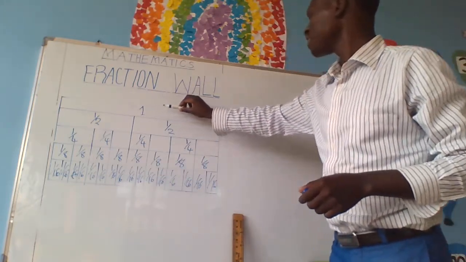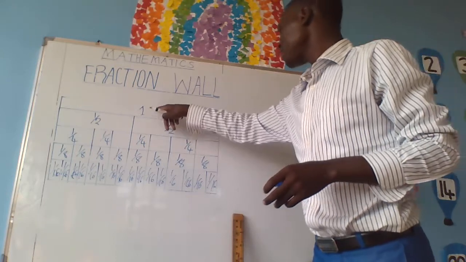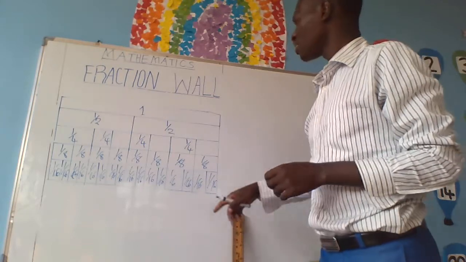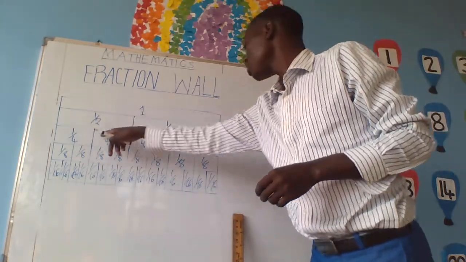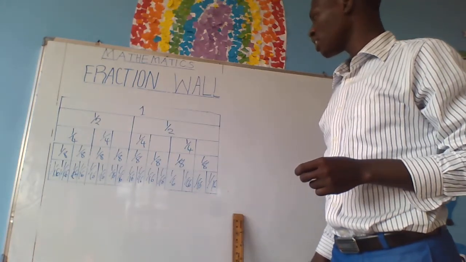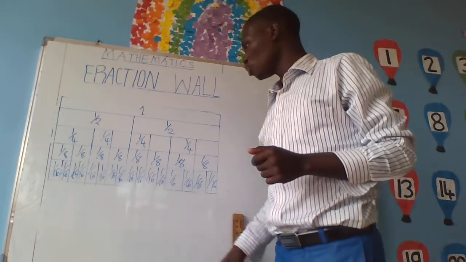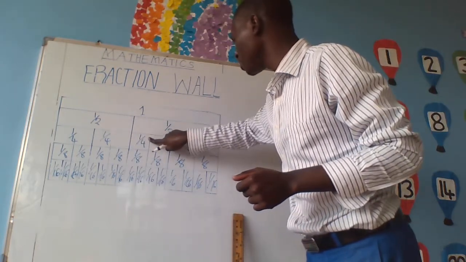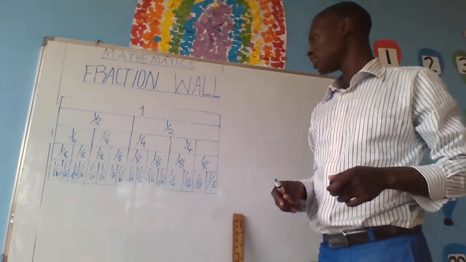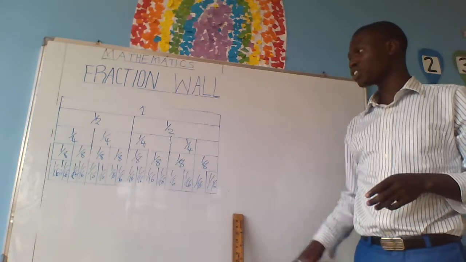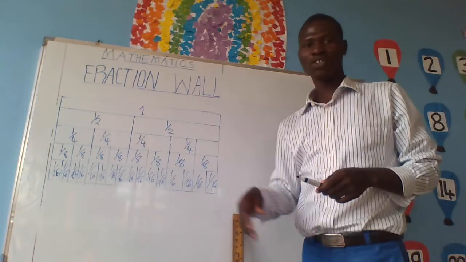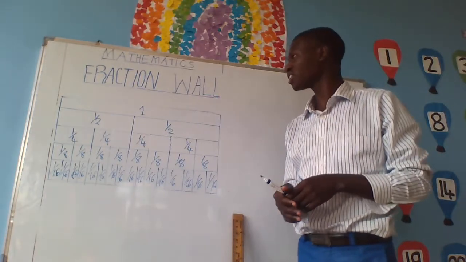So this is the fraction wall. You start with the first wall, which is the first brick. Then you divide it into a half, and you get two bricks. Then you divide it into quarters, and you get these four bricks. Then you proceed as usual, as you can see here. So this is the way of looking at a fraction wall.